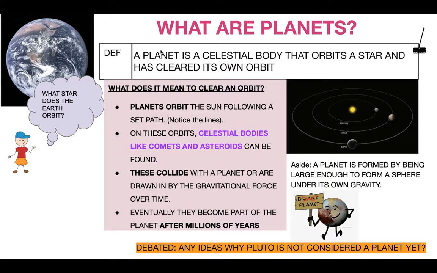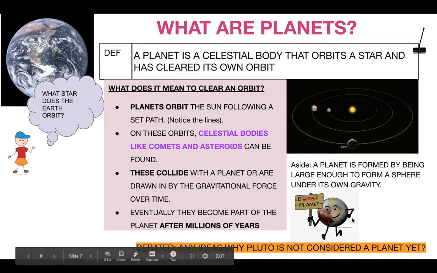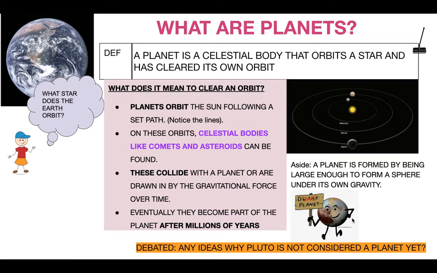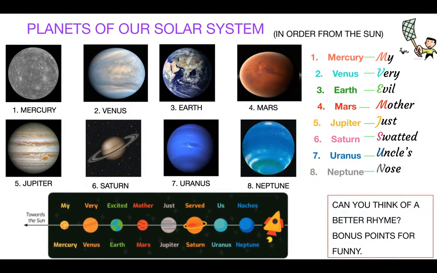Pluto is not considered to be a planet because it has not cleared its orbit, even though the size of Pluto is actually quite comparable to Mercury. So just because the size is big doesn't necessarily mean it is a planet, and that's why it is contentious, whether people consider Pluto to be a planet or not.